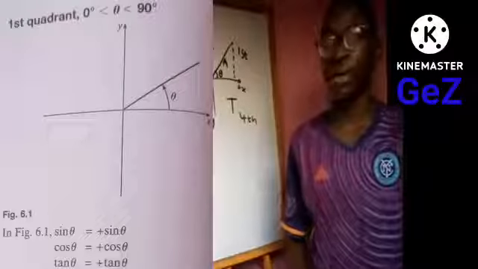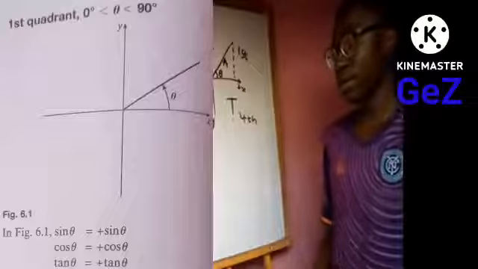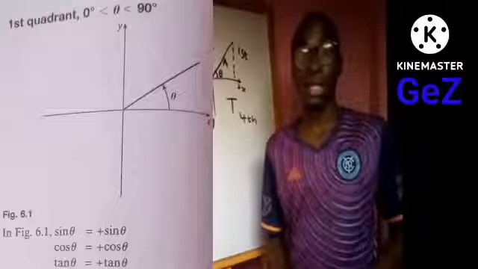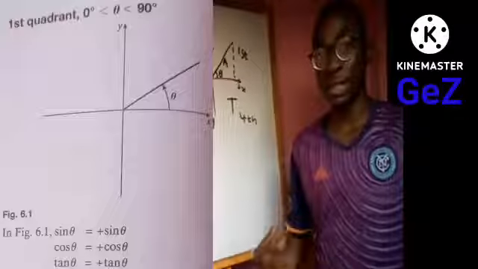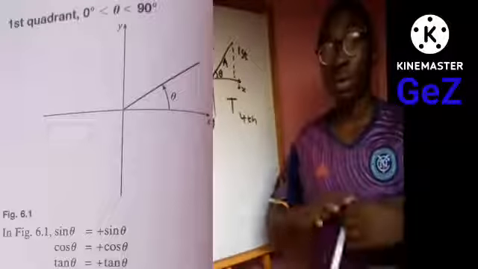Now, in this first quadrant, you can see that your theta is in the first quadrant, and that theta is the angle that is made by your arbitrary line and the horizontal. So that is what theta is, and when you calculate theta, it is always positive for your sine.